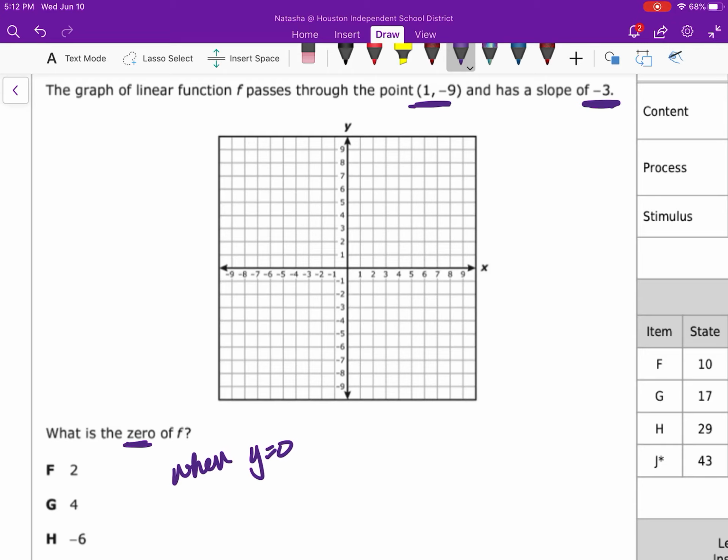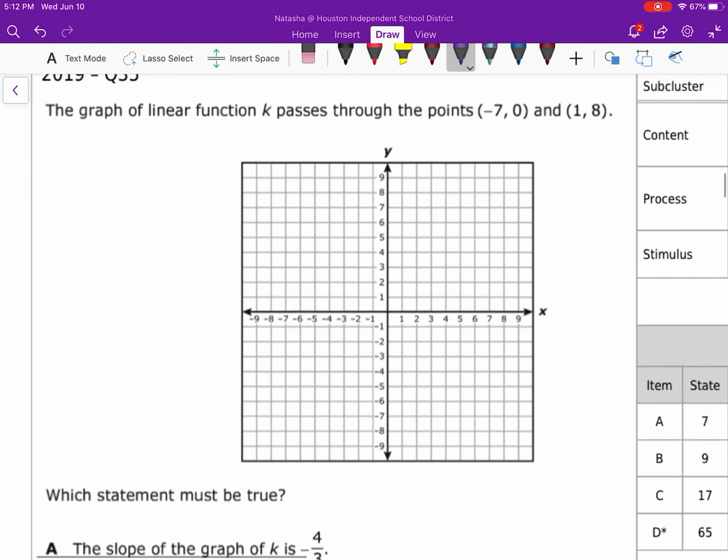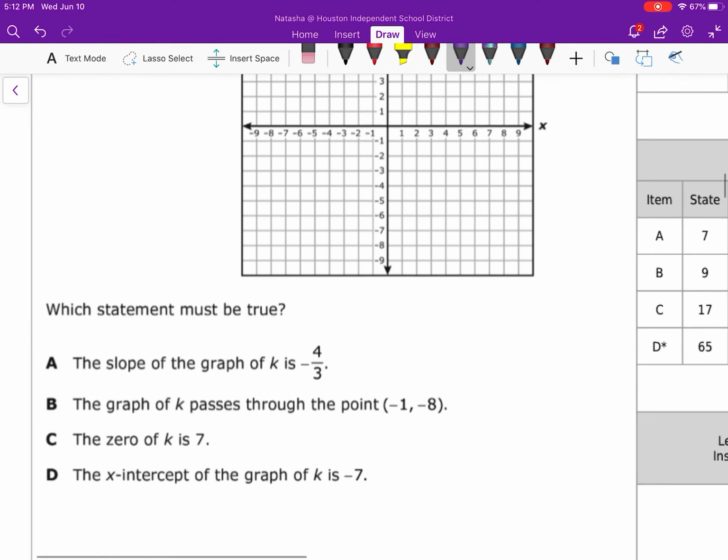I have a point 1, negative 9, which is here. And then I have a negative slope, so negative 3, so it would be down 3, right 1, or up 3 and left 1. So we're going to go up 3 and then left 1. 1, 2, 3, and then left 1. I just hit my 0 on the x-axis, so I know that I'm done in terms of my graph. So my 0 is at negative 2. Next question.